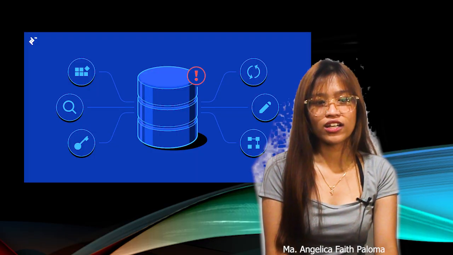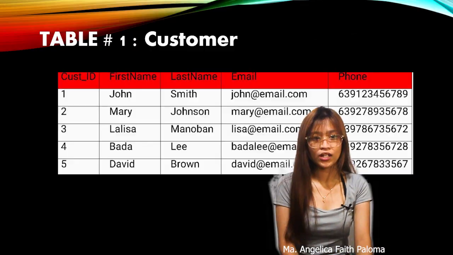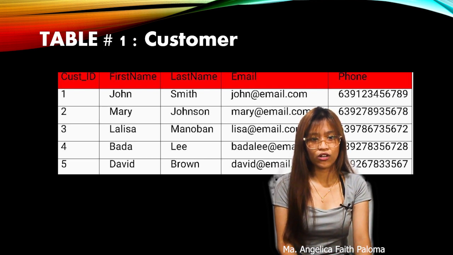A database is a structured and organized collection of data that is stored electronically in a computer system. For table number 1, customer, it contains 5 fields: customer ID, the primary key, first name, last name, email, and phone number. It also shows 5 records.